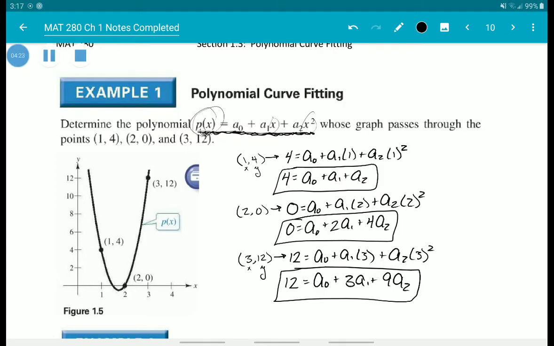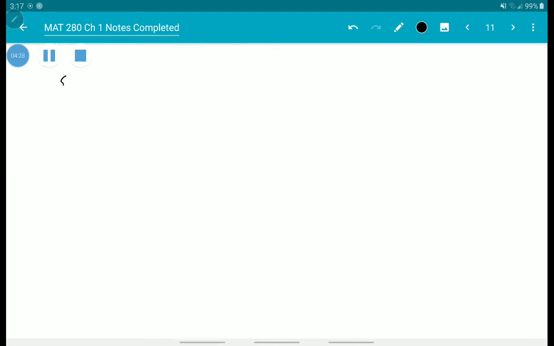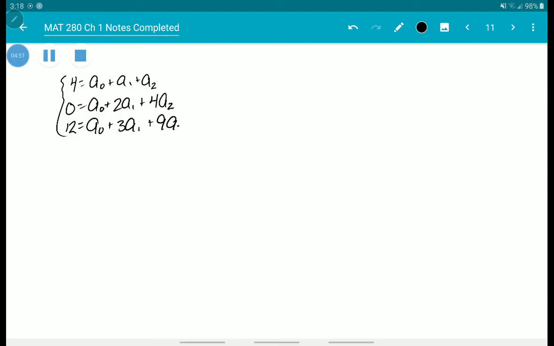Now that we have those equations, I'm going to rewrite them on the next page so that you can see your system here. We have 4 is equal to a naught plus a1 plus a2. That resulted from the first point we substituted in. 0 is equal to a naught plus 2a1 plus 4a2. That came from the second point. And the last point gave us this last equation, 12 equals a naught plus 3a1 plus 9a2. So let's solve this system.